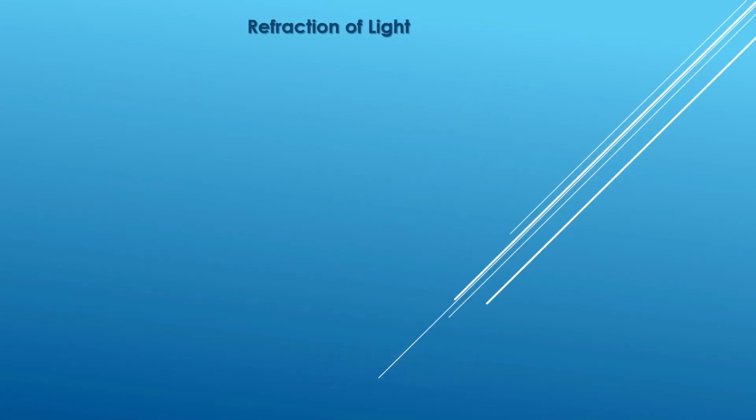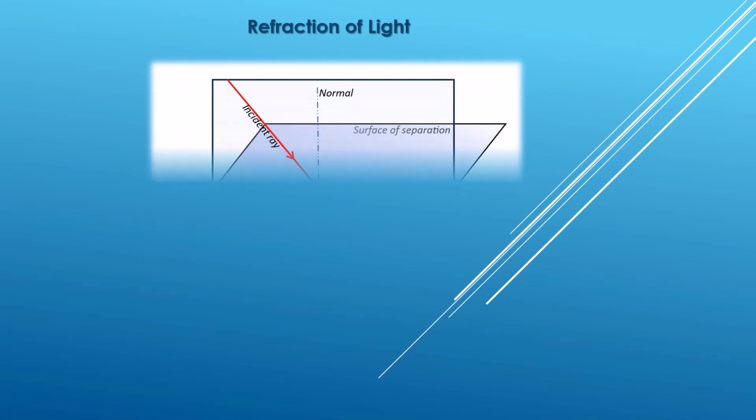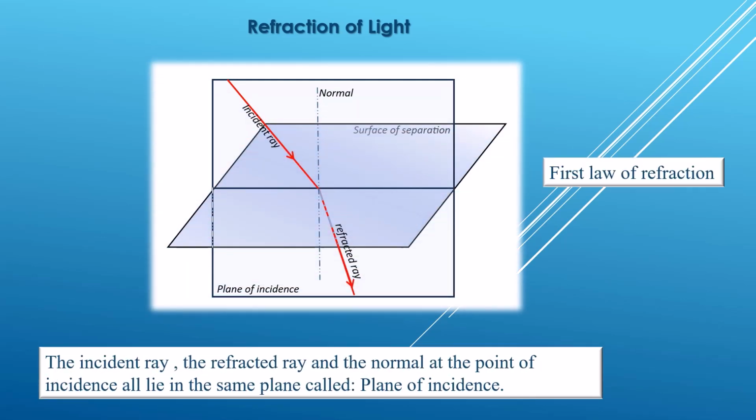Now, after finishing our refraction diagram, let's proceed to the laws of refraction. Now, the first law, as we can see in this diagram: the incident ray, the refracted ray, and the normal line, we notice that they all lie in the same plane that we call plane of incidence. So this is the statement of the first law of refraction. So again, the incident ray, the refracted ray, and the normal line at the point of incidence all lie in the same plane that we call plane of incidence.